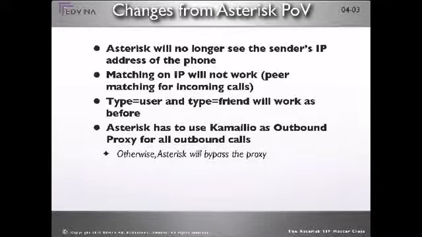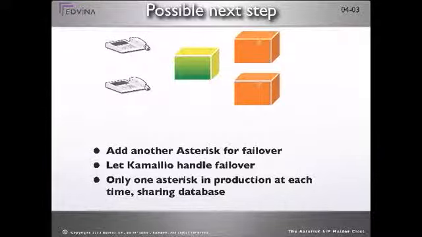And a possible next step is to add another Asterisk and configure Camelio with failovers to say, if this Asterisk doesn't respond, immediately call the other one. Or if you're just delivering PSTN gateway services, you can load balance, make sure that both Asterisk works all the time, and you can do a lot of cool things here. So, bang. You're on your way to scalability and security.